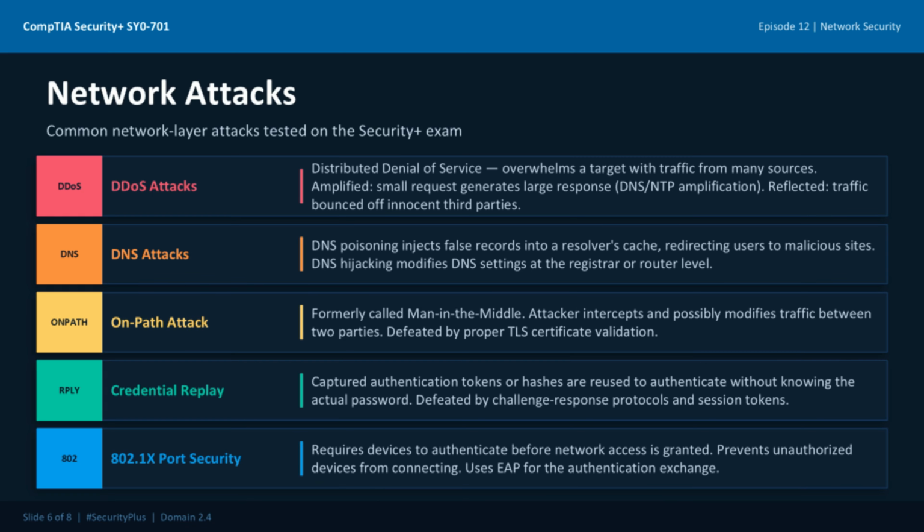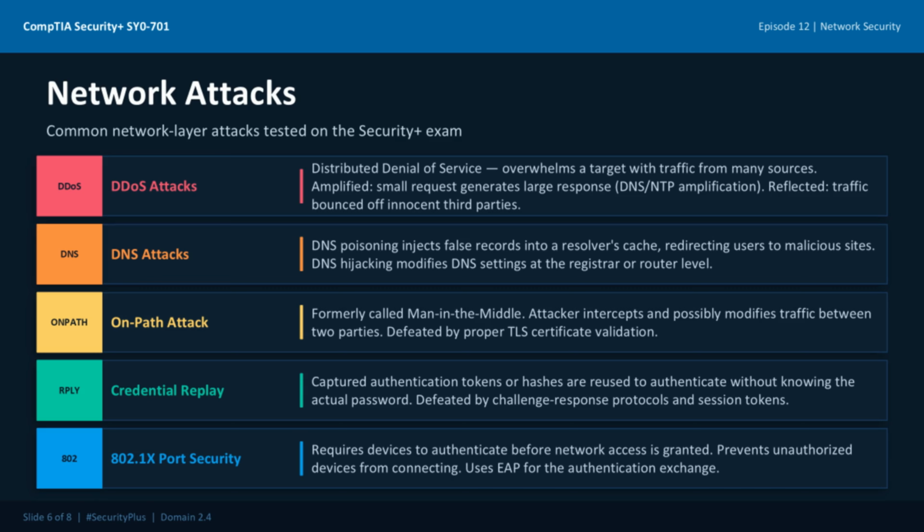Distributed denial of service attacks overwhelm a target with traffic from many sources. Amplified DDoS sends a small request to an intermediary, like a DNS server, that generates a much larger response directed at the victim. Reflected DDoS bounces traffic off innocent third-party servers to hide the attacker's origin.